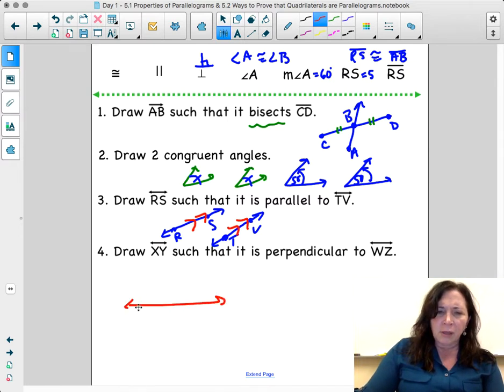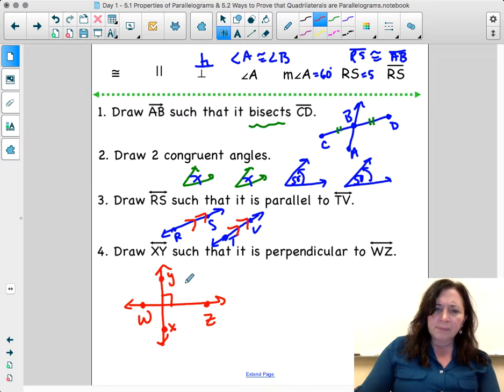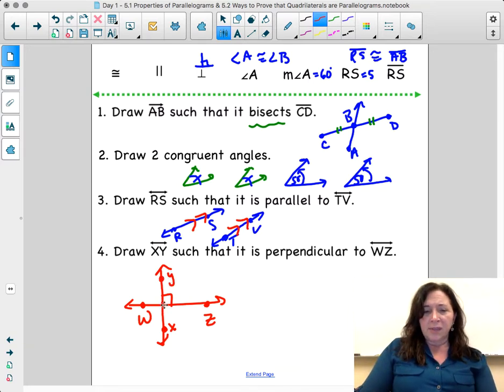Draw line XY such that it's perpendicular to WZ. So I'm going to draw a line WZ, and please make sure to put your points on. For XY, they're not saying it bisects, so I don't actually have to make a line, they're not showing that it bisects it, but they are showing that it is perpendicular. We have X here, and I'll put Y up here. I could put Y in the center here if I like.